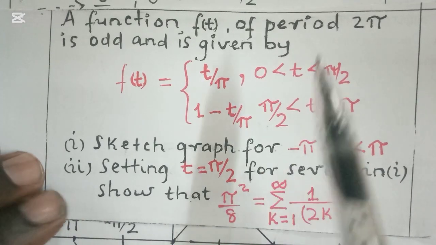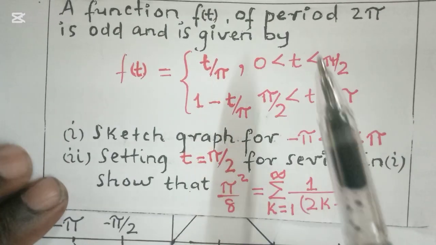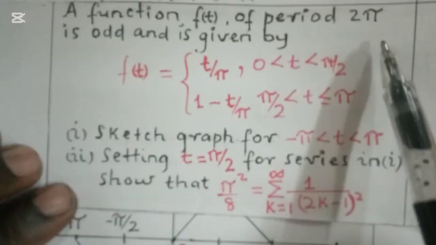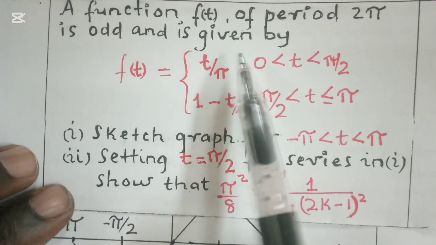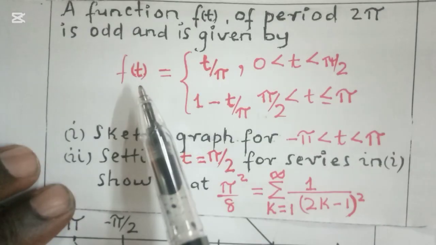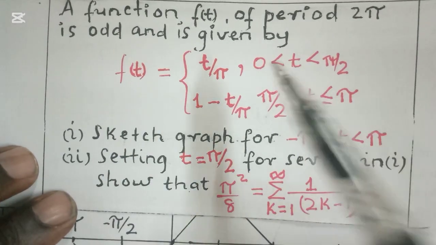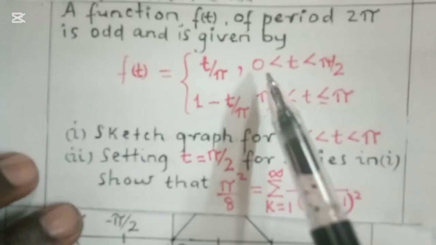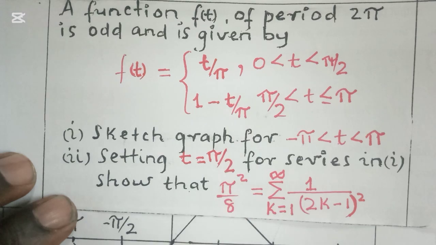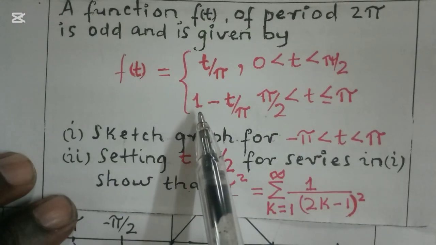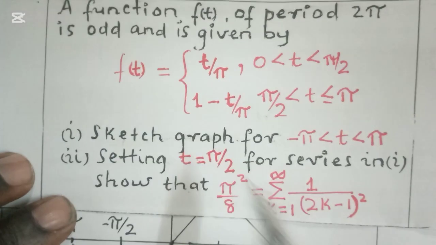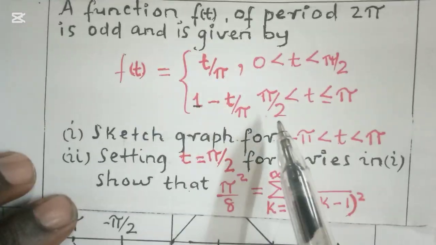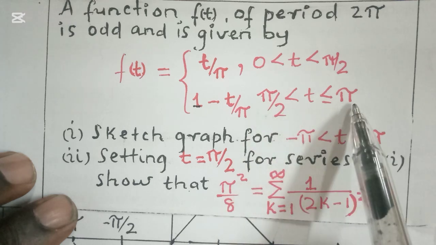Let's do this question. First, I'm going to read the question. A function f(t) of period 2π is odd, and it is given by these two functions. One of them is t over π from 0 to π/2. The second one is 1 minus t over π, from π/2 up to π.